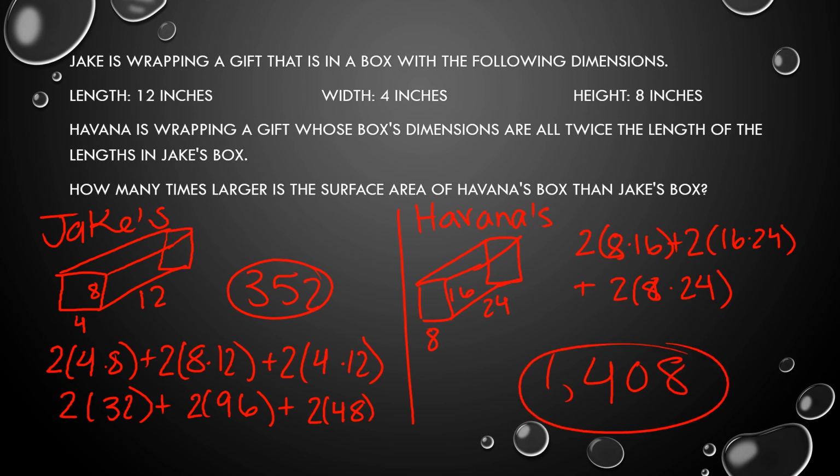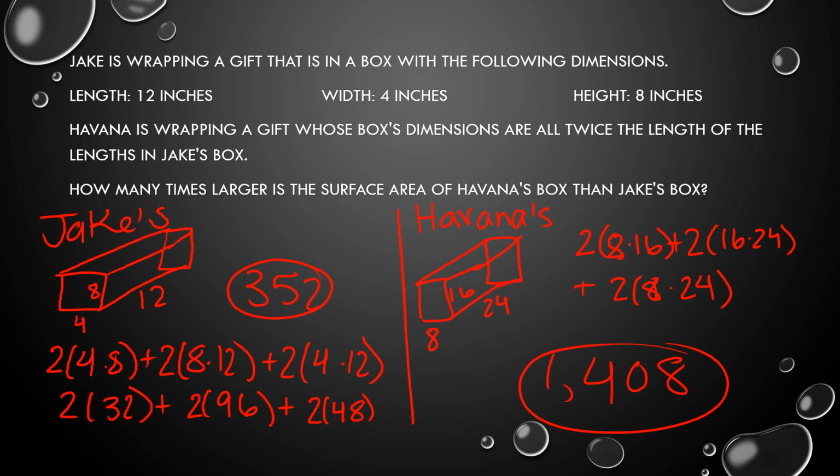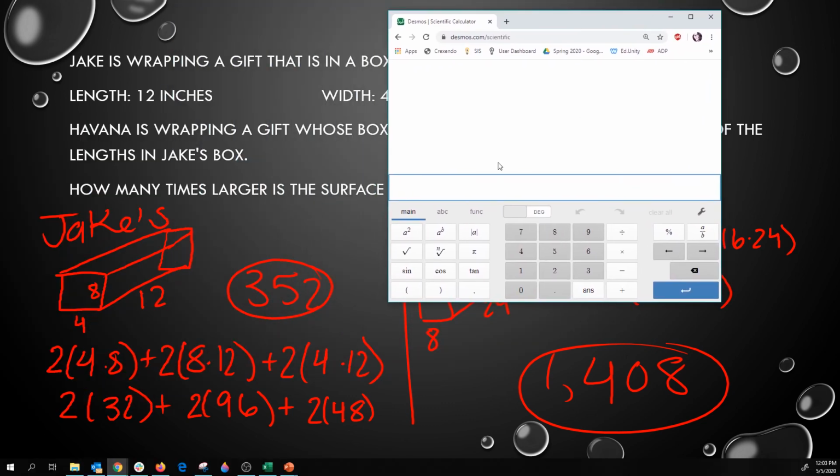So clearly it's not twice as big, right? Because if it was double, Havana's surface area should be something in the 600s, but it's not. So to figure out how much bigger it actually is, we're going to divide our surface areas to see how much bigger Havana's actually is compared to Jake's.